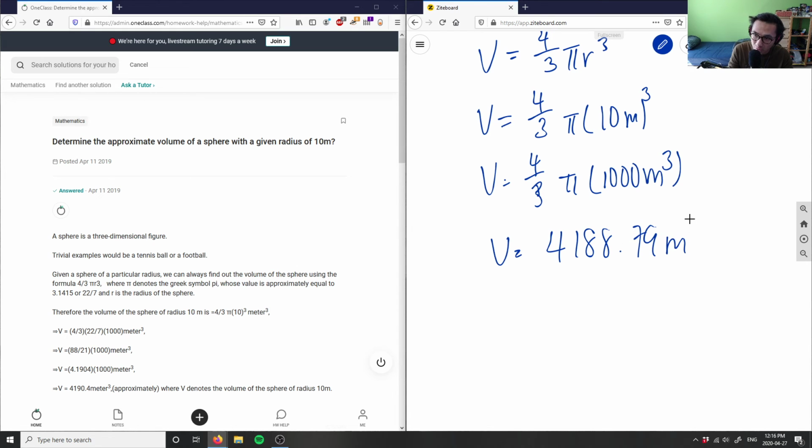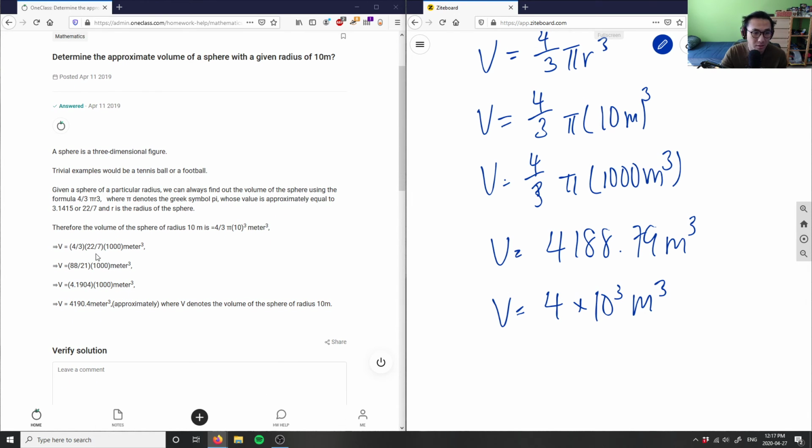4,188.79, and this would be in meters cubed. This here is the approximate volume of a sphere given a radius of 10 meters. If you want to be specific and use significant digits, in this case, because we have one significant digit, I would simply say 4 times 10 to the 3 meters cubed. And this would be my correct answer for this problem.